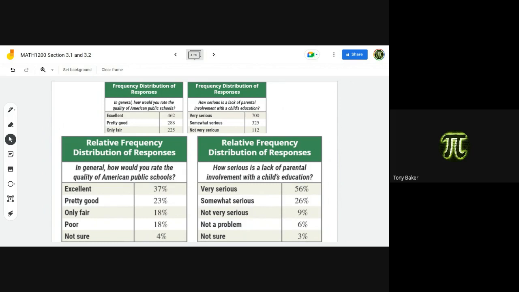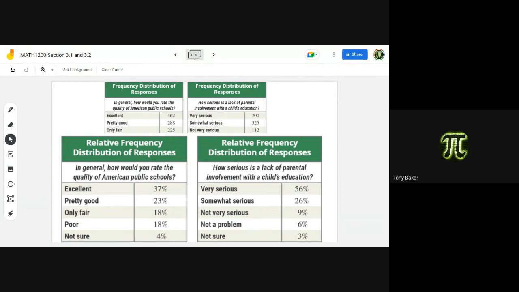So we have our frequency distribution and we have a relative frequency distribution. The relative frequency distribution would allow me to do it as a pie chart, because now there are percentages and it's out of 100. So we can easily do that part there.